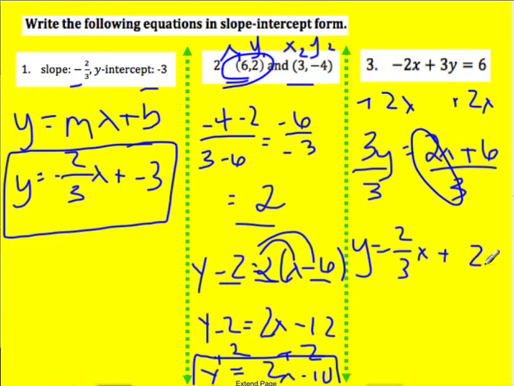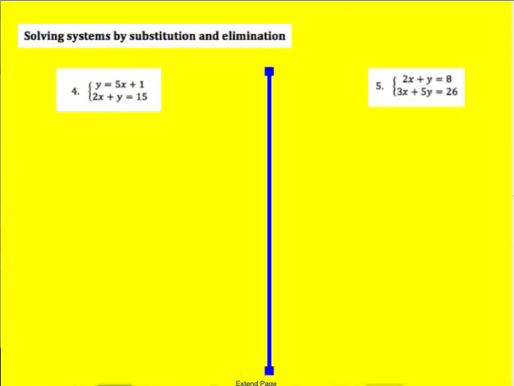And then 6 divided by 3 is 2. So that right there is your final answer for number 3. Let's take a look at number 4 and number 5. So this is from Unit 2, and in Unit 2 you worked on solving systems. So what I want to do is just review each of the methods that you learned for solving systems.